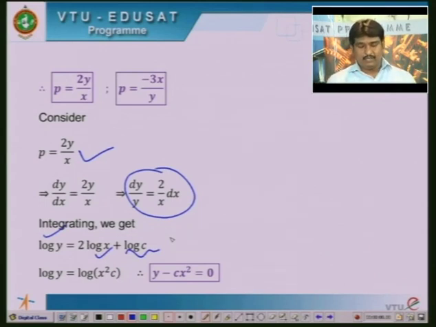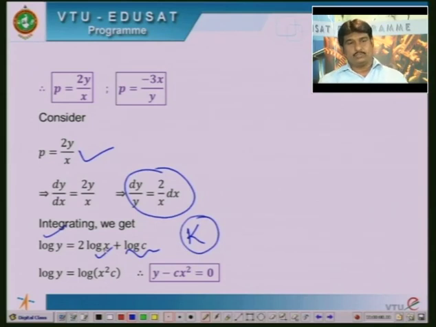It can be any k, and you know that any constant, whether it is 0, negative or positive, can be expressed in terms of log c. Log c can take any value, but log of a negative does not exist. So I can write that arbitrary constant as log c for simplicity. In the next stage, you can write using the properties of logarithms: log y equals log of x square into c, because 2 log x is log of x square, plus log c. Log a plus log b is log of a into b, so it is log of x square c, which implies y equals x square into c, nothing but y minus c x square equals 0.